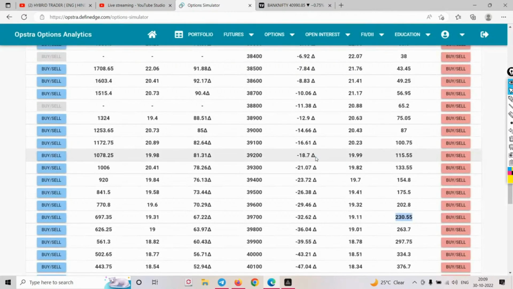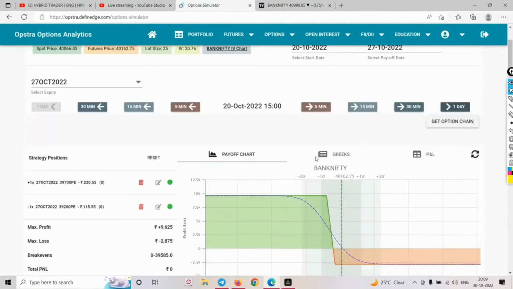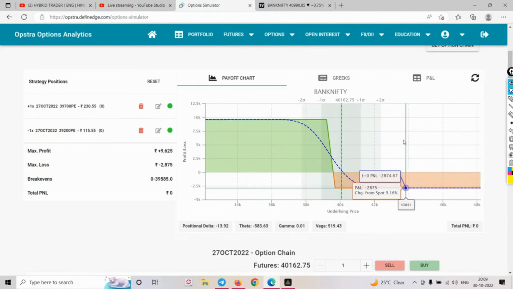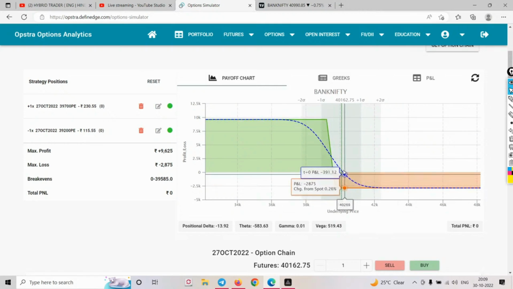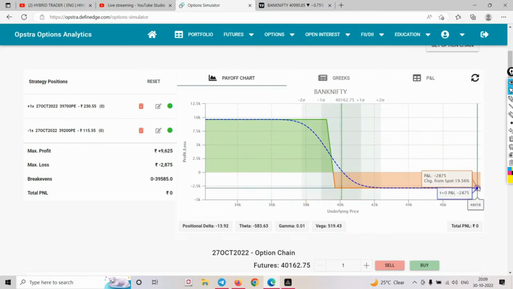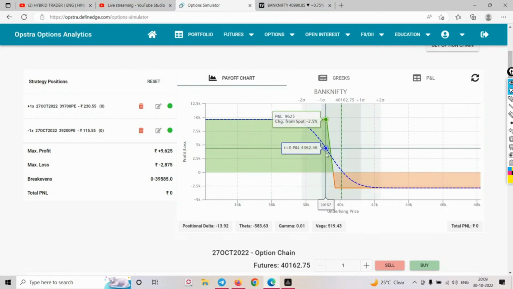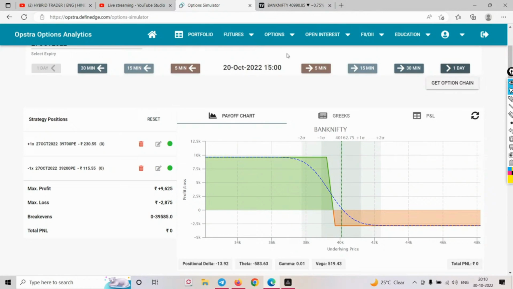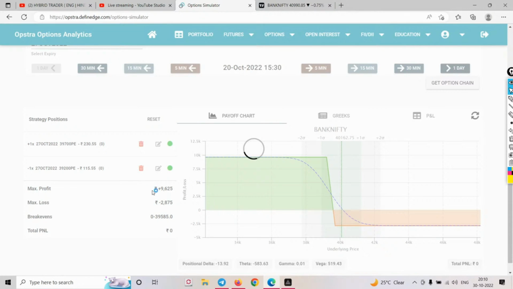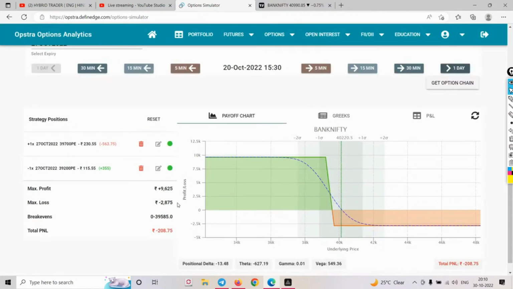So this is your typical put debit spread. We all know that the market is going up. I'm not going to spend much time, I'm just going to show you one snapshot. Now we are at 3 p.m. so I'll take you to 3:30 and check the profit and loss. So we have 3,000 loss and 9,500 profit.